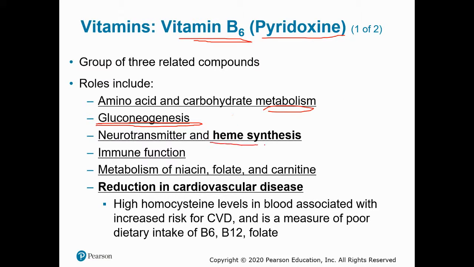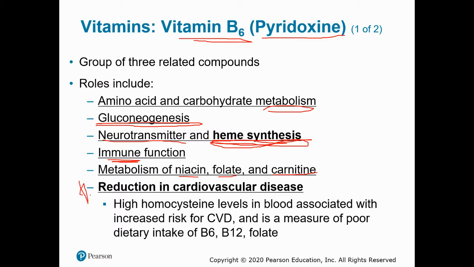B6 also supports heme synthesis. So heme being that important component of hemoglobin, which is that oxygen-carrying protein in your red blood cells. Also supports neurotransmitter production, immune health. B6 can also metabolize niacin, folate, and carnitine.